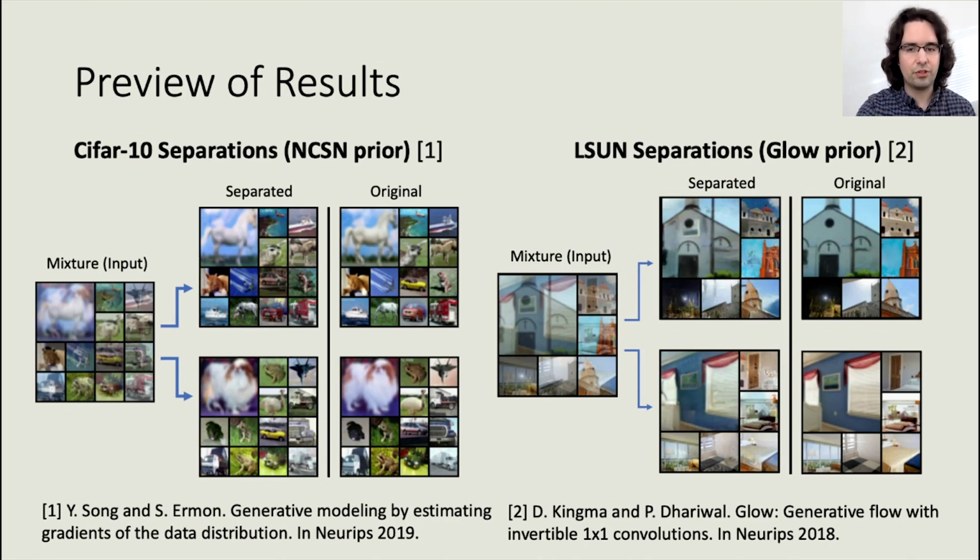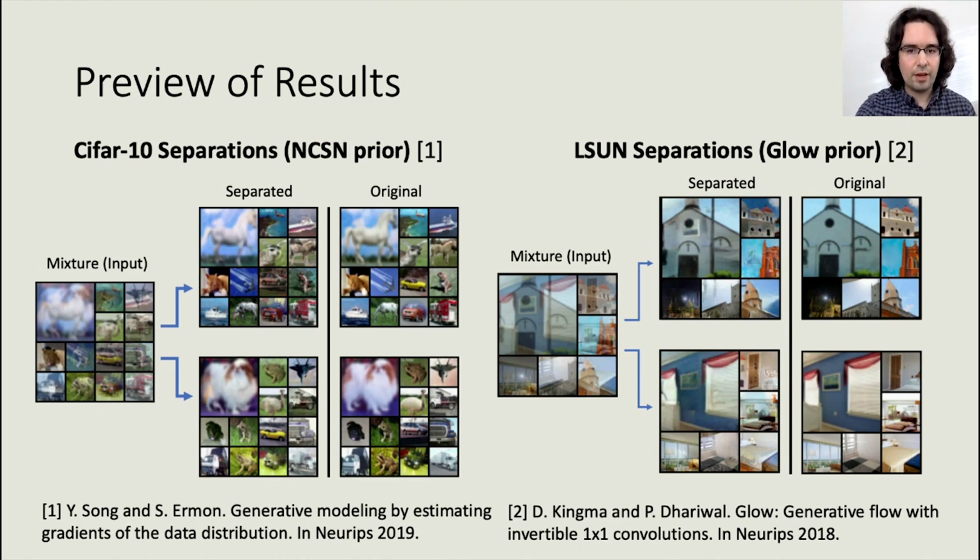We focus on visual source separation because of the availability of strong generative models for visual datasets. On the left are examples of CIFAR10 separations using an NCSN model as a prior. On the right are examples of LSUN separations using GLOW as a prior. For models like GLOW that parameterize the log likelihood, we compute gradients by automatic differentiation with respect to the network's inputs. This is different than the usual automatic differentiation, which differentiates with respect to the parameters.